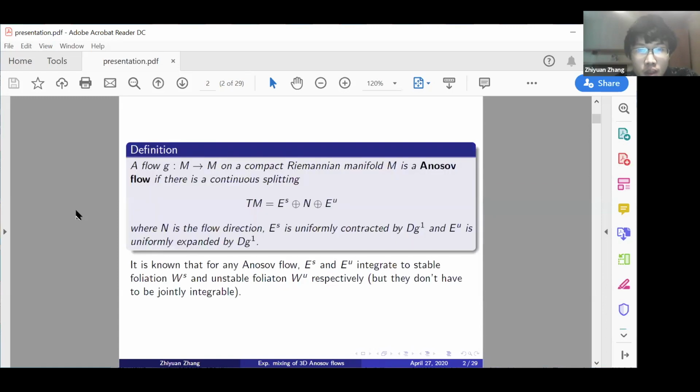So first of all, let us introduce the Anosov flow. An Anosov flow is a C1 flow which admits a continuous invariant splitting as such, where N denotes the flow direction, E^S is uniformly contracted by the derivative map, and E^U is uniformly expanded. It is known that for an Anosov flow, E^S and E^U integrate to the stable foliation and unstable foliation respectively, but usually they don't need to be jointly integrable.